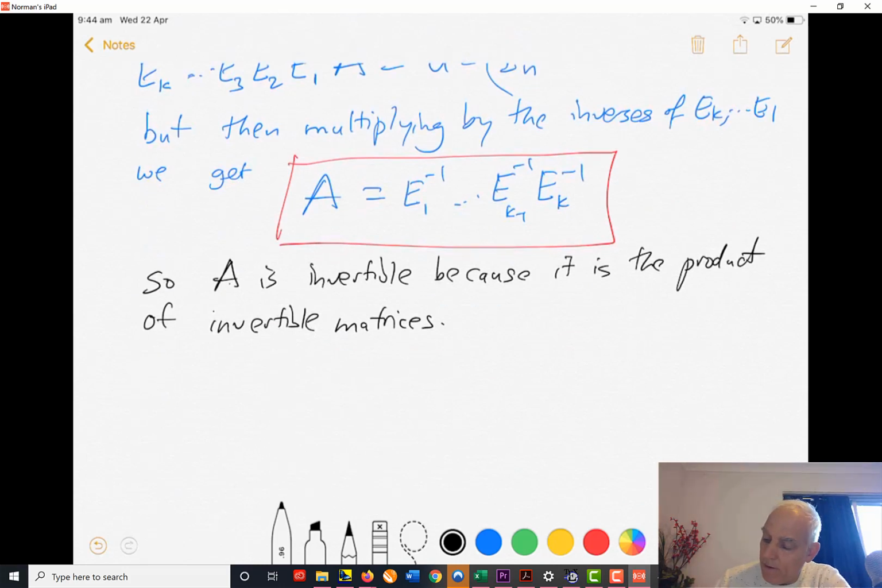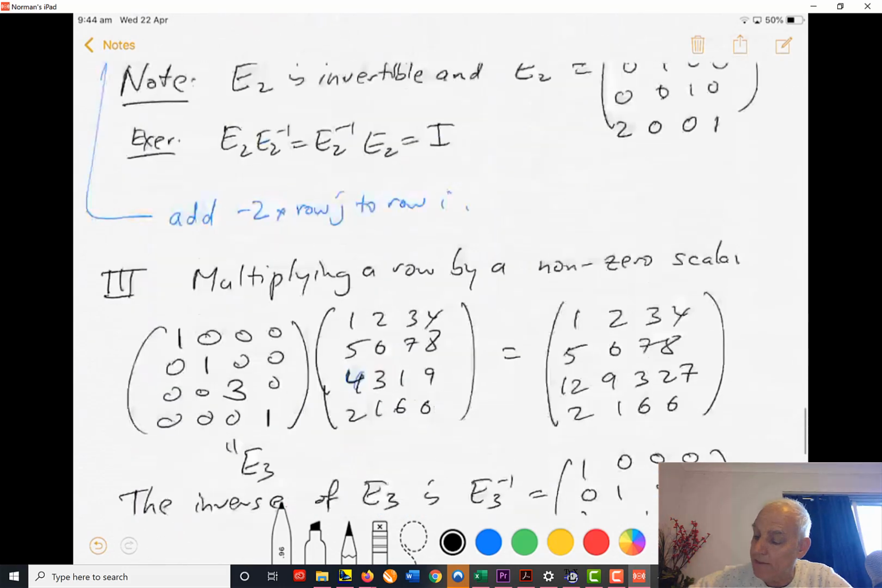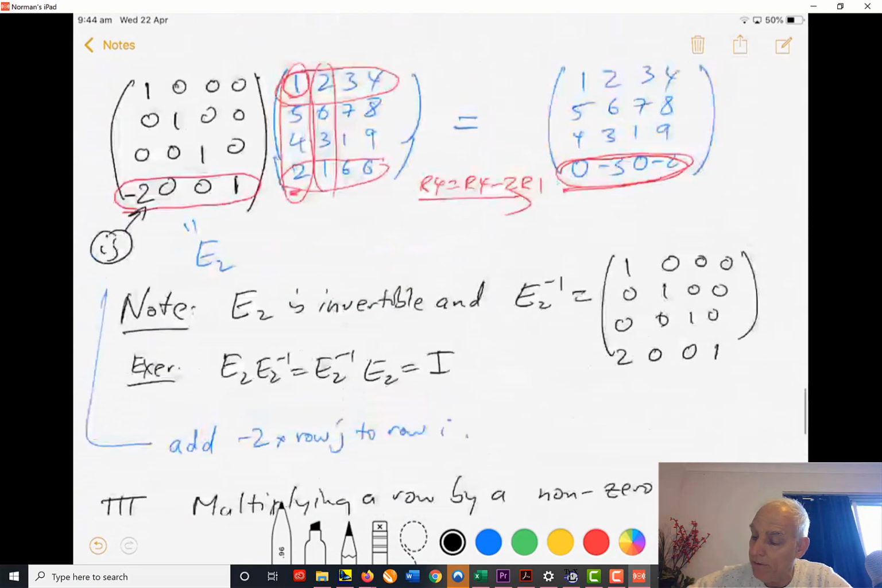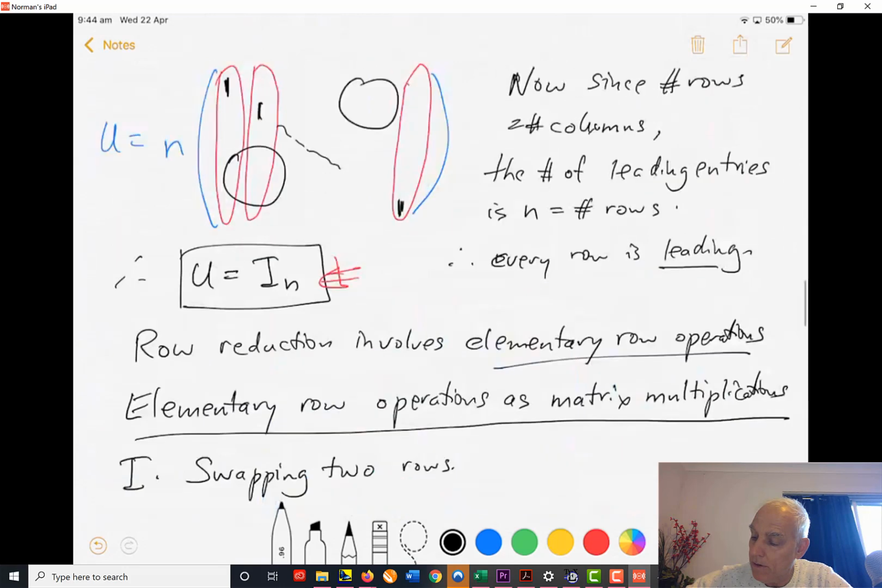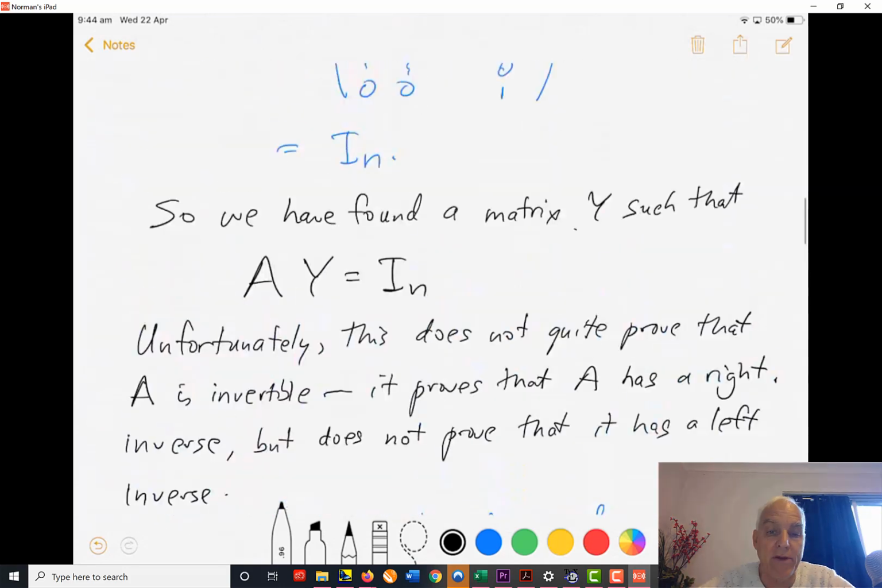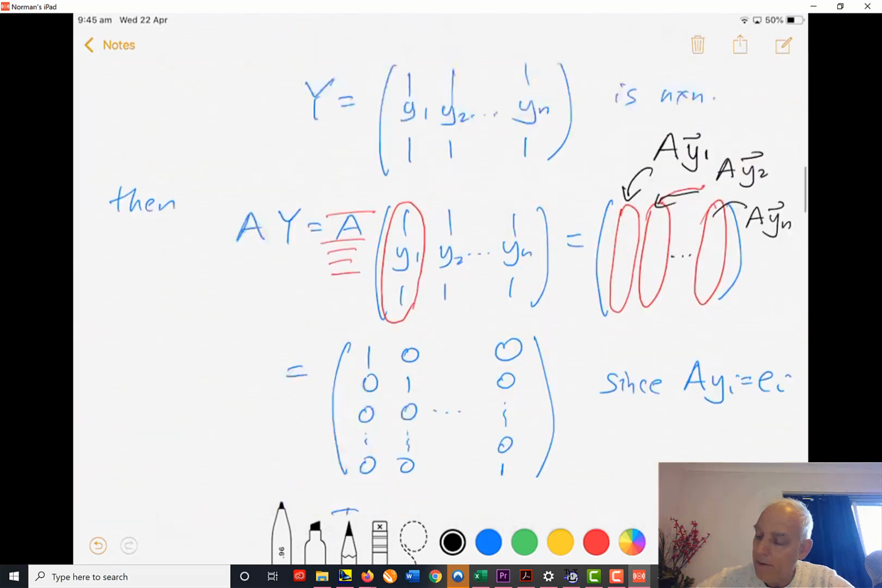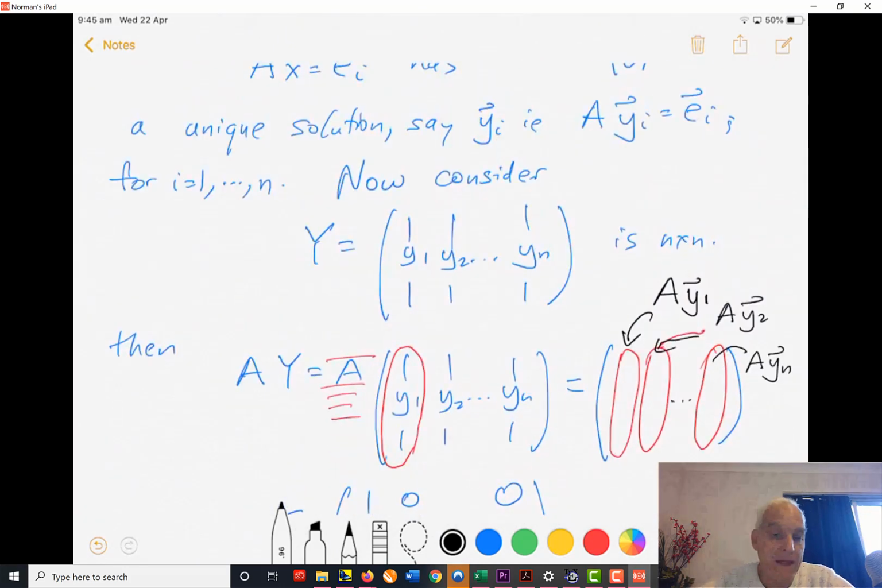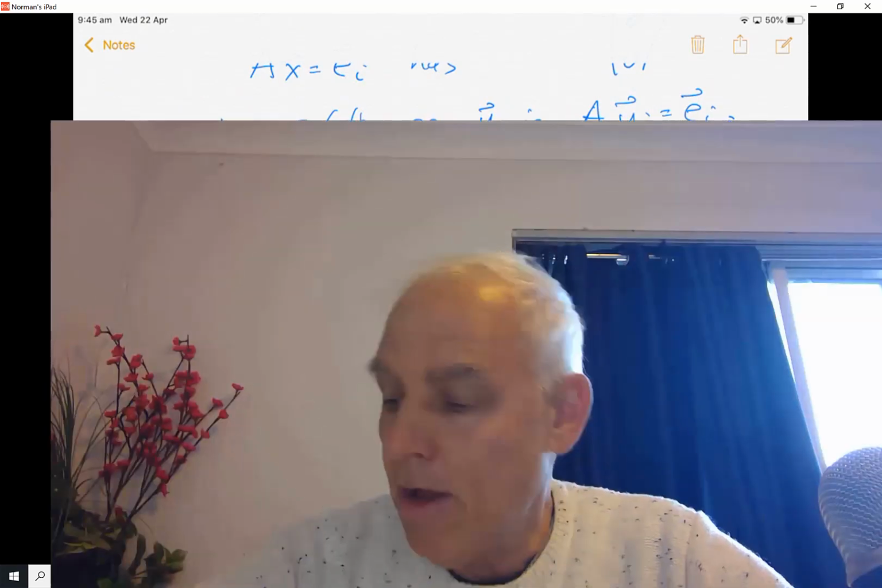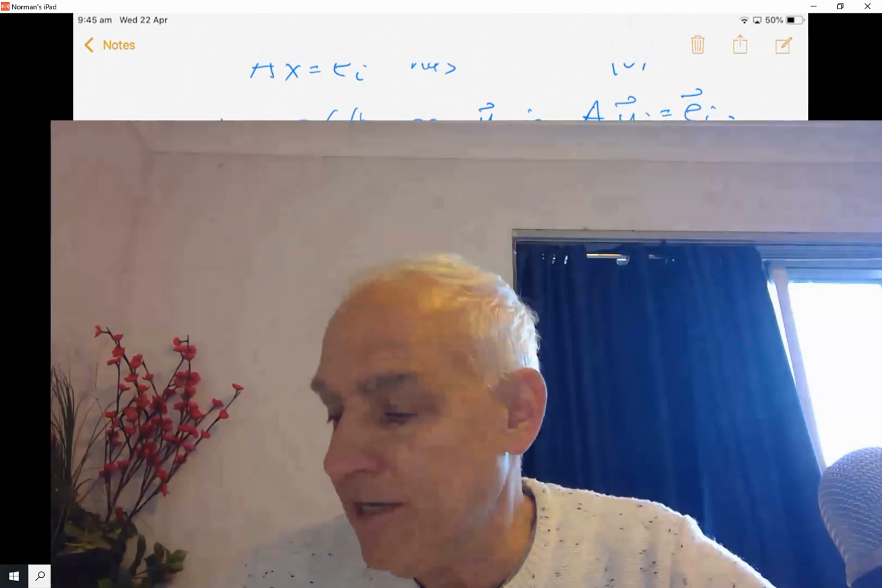And as a consequence, okay, I'll just say it. And as a consequence, its inverse is that matrix Y that we found earlier, the right inverse that we found earlier. Here, this matrix Y that appeared here, that was then going to be the inverse of A. Okay, so that finishes this story.